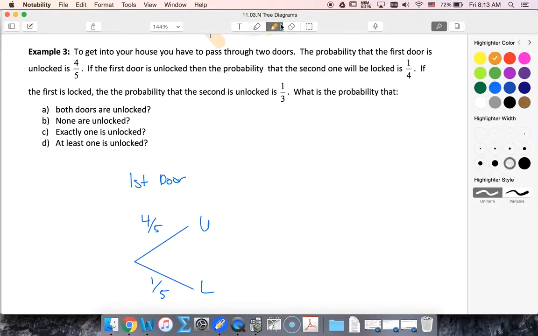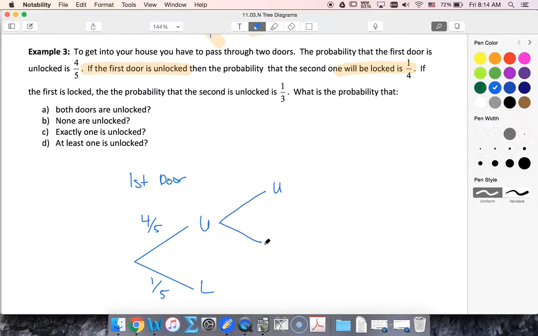Now we have a conditional statement. If it's unlocked, then the second one being locked is 1/4. So if the first one is unlocked, that's this set of branches. The second one is either unlocked or locked, and we're told that the second one being locked is 1 out of 4. That means the odds of it being unlocked must be 3 out of 4.